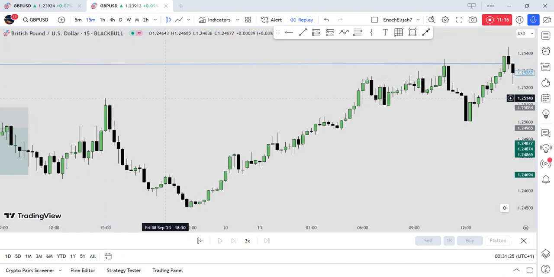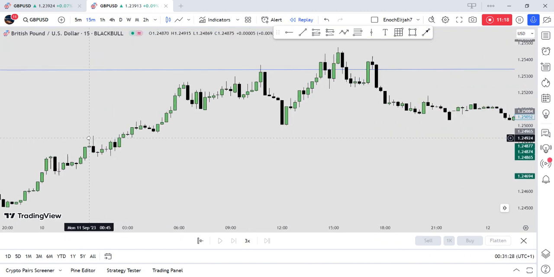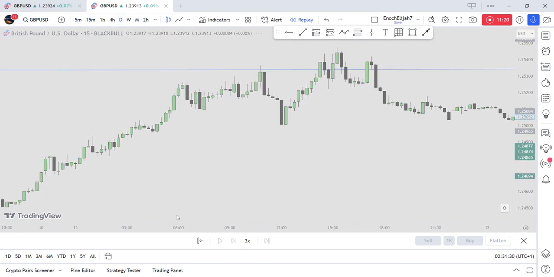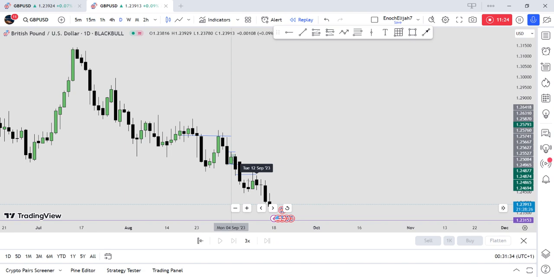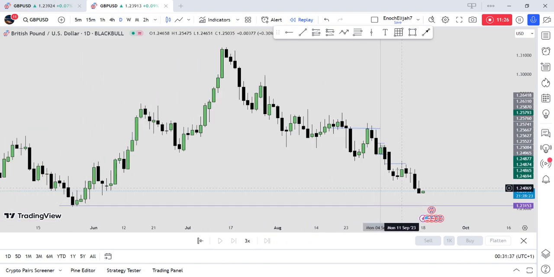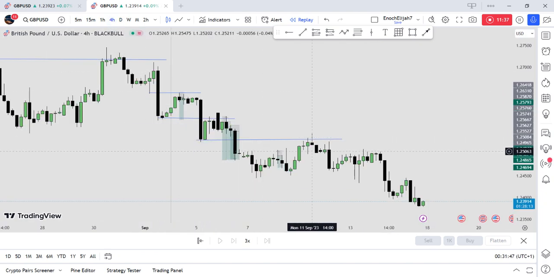So we move to the 11th of September, which is a new week. The 11th is here. First, we're kind of ranging at a low level. So this low and this low is still our focus. On the 11th here, first tap into this old low here, this mitigation block plus imbalance right there.